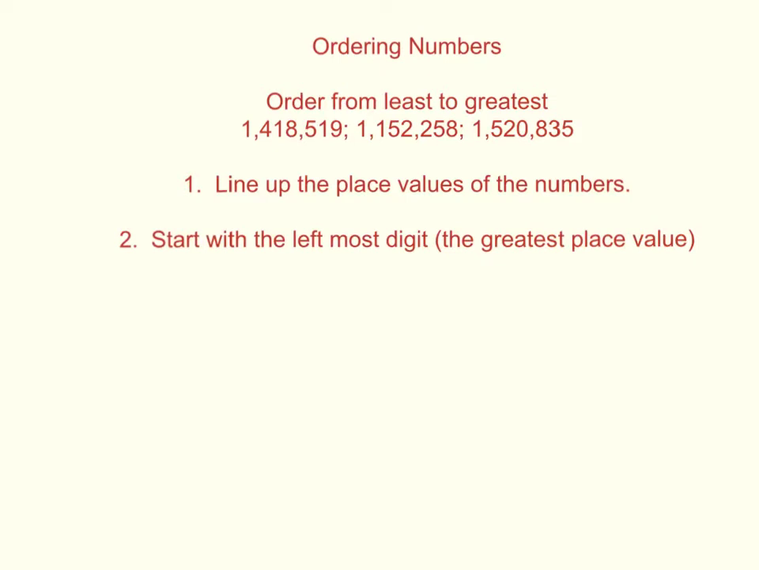Our second objective for lesson 1.4 and 1.5 is ordering numbers. Here we're going to order from least to greatest, these three numbers here given. Again, the same steps apply. The first thing I have to do is line up the place value of the numbers. The second step I need to do is start with the leftmost digit, or the greatest place value.